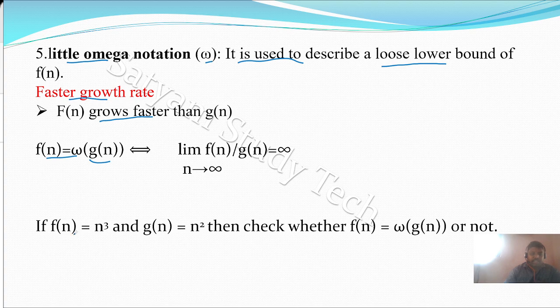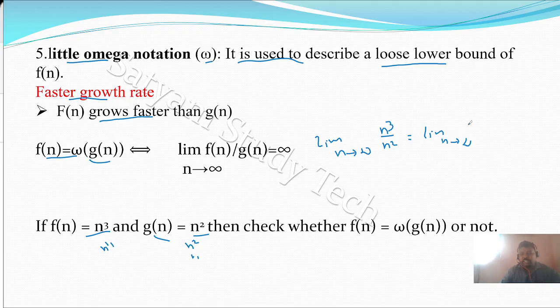Now we can see here f of n is n cube and g of n is n square. In reverse, for example, you can take f of n is n power 4, and here g of n is n square or n, or you can take any value less than that. But here f of n is n cube and g of n is n square, because f of n grows faster than g of n. So the limit as n tends to infinity of f of n, n cube, by g of n, n square, here is n.